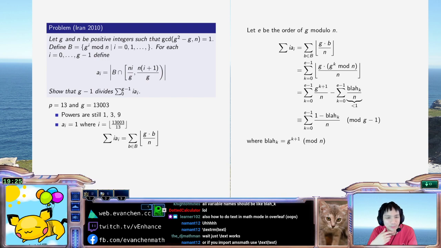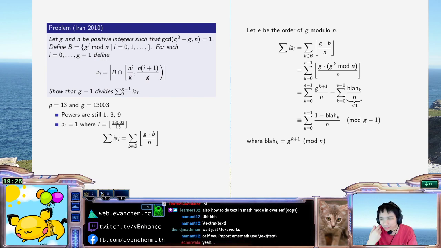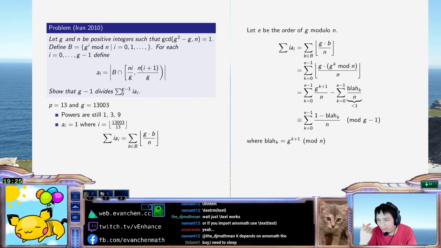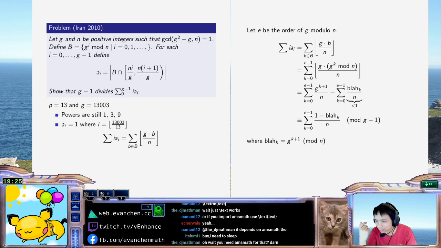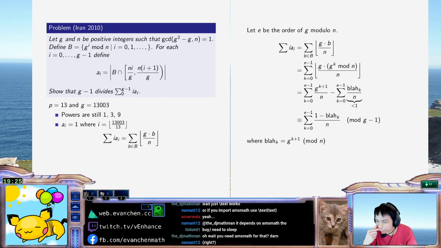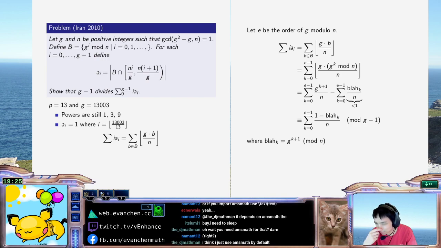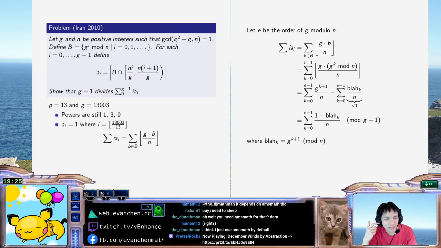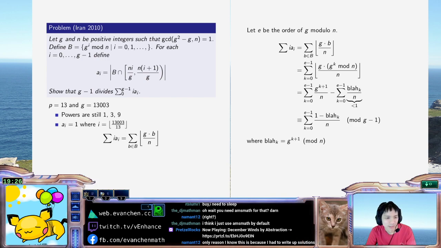You should use AMS math though. You should just always use AMS math. Okay, amazing. Yeah, you should just always load AMS math and AMS sim. It will make your life easier.